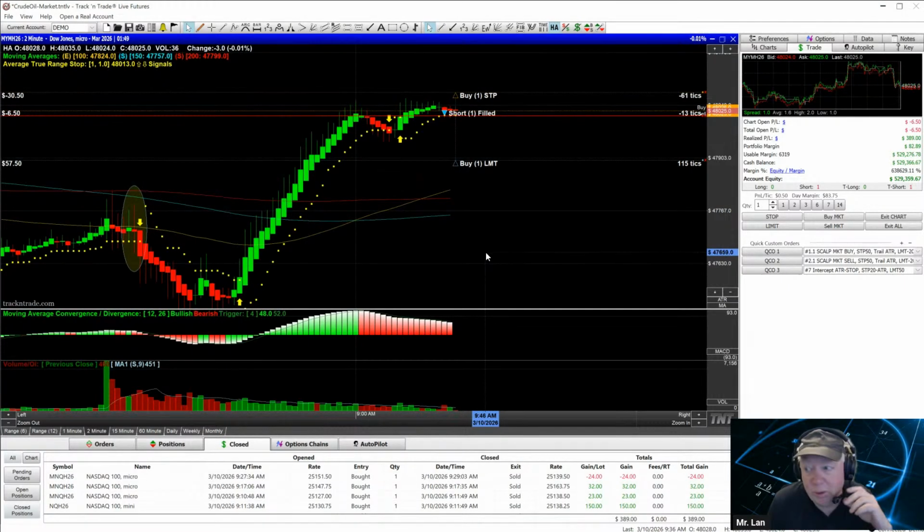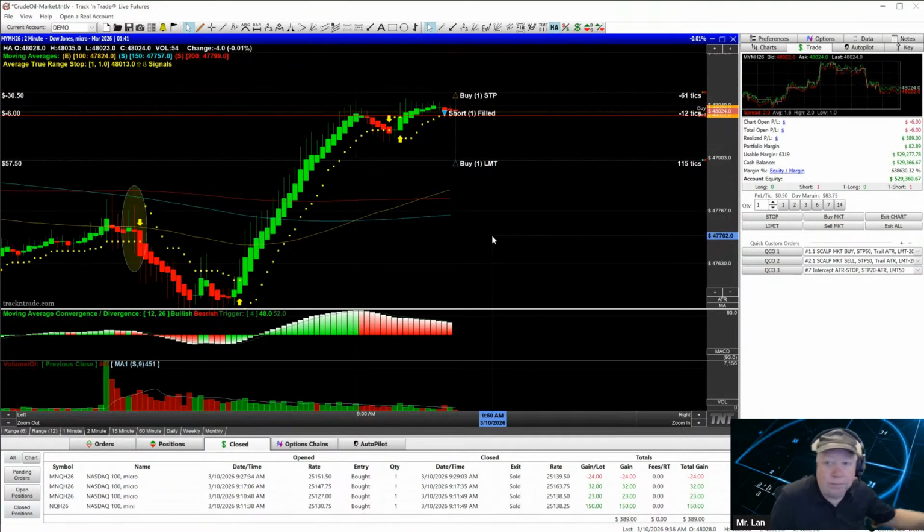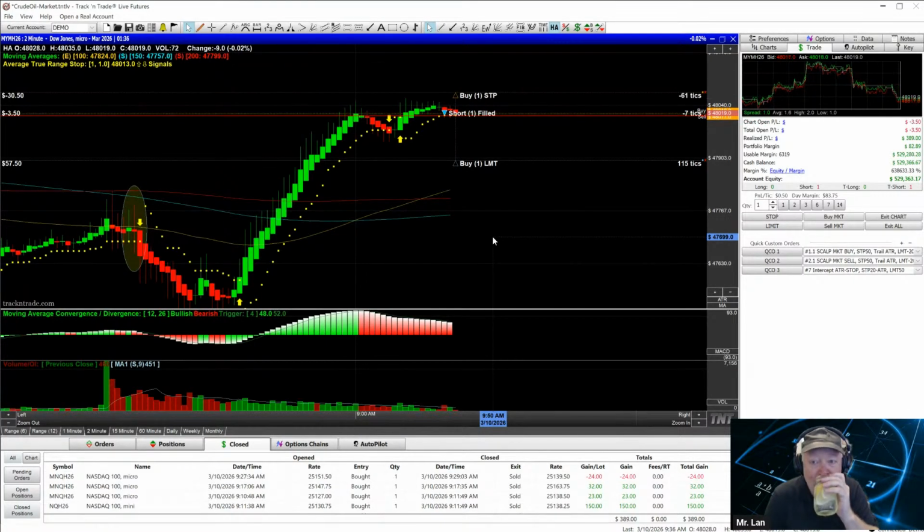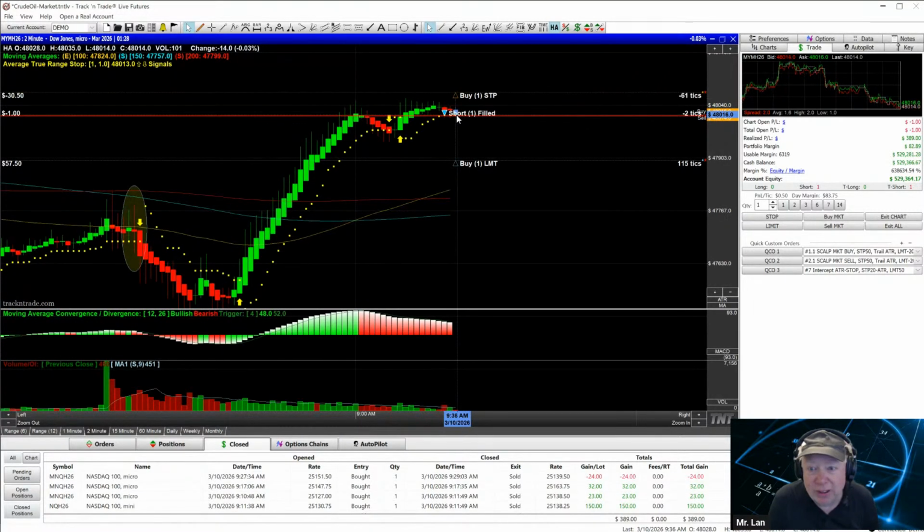I'm going to talk to the programmers and find out how come that's not letting me do that. Because that's not right. That's supposed to be able to do that. I'll bet you they make us wait until the market gets below the yellow dot. But we could test that.